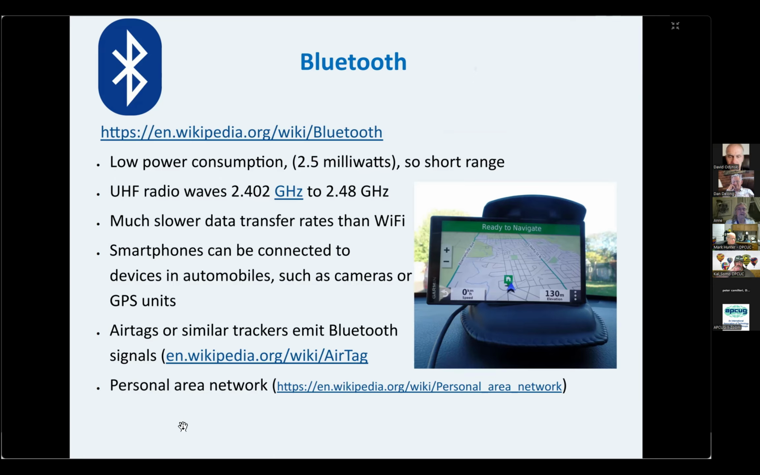Now, I'd heard of local area networks, but I hadn't heard of personal area networks. And that's Bluetooth. It's your personal devices that mostly you're using it for. You wouldn't use it in your workspace for something that 50 people are using. It's not intended for that.